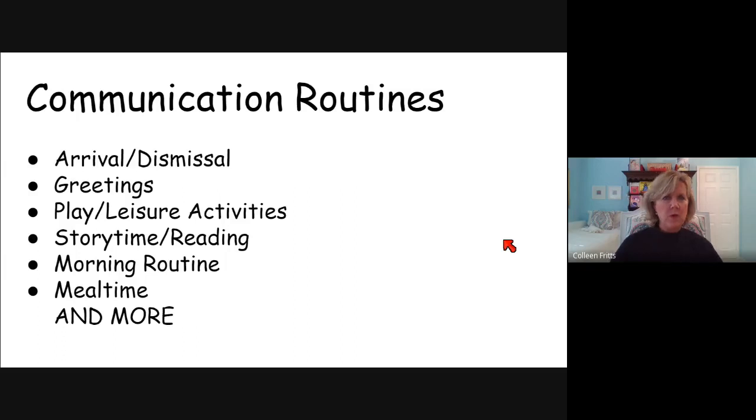So what do we do with these core words? What do we do with these communication boards? Well, we all have communication routines in our classroom. Here are some that I'm sure happen in your classroom. Arrival and dismissal, greetings, play for young kids, leisure activities for middle school or high school kids, story time, reading activities, morning routine, meal time, and more. So there are a number of activities or communication routines that happen on a daily basis. And these routines are a great place to target core vocabulary.